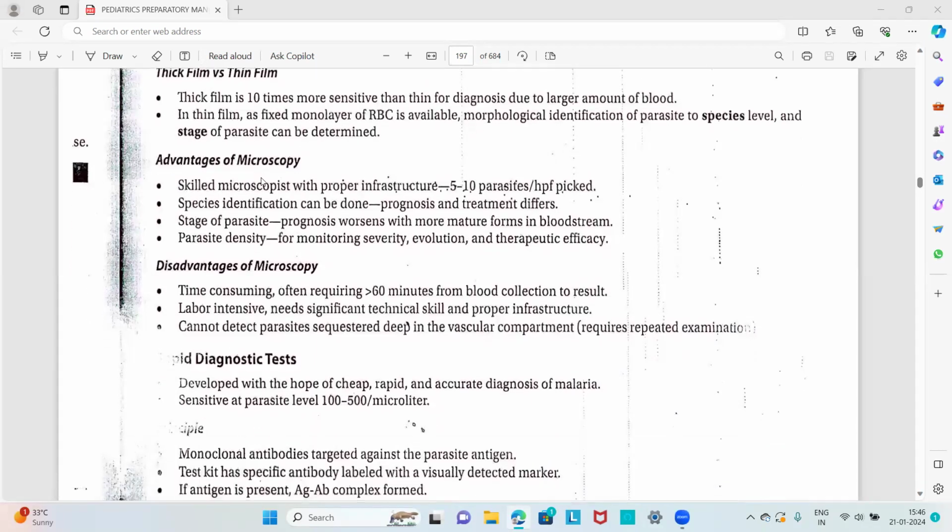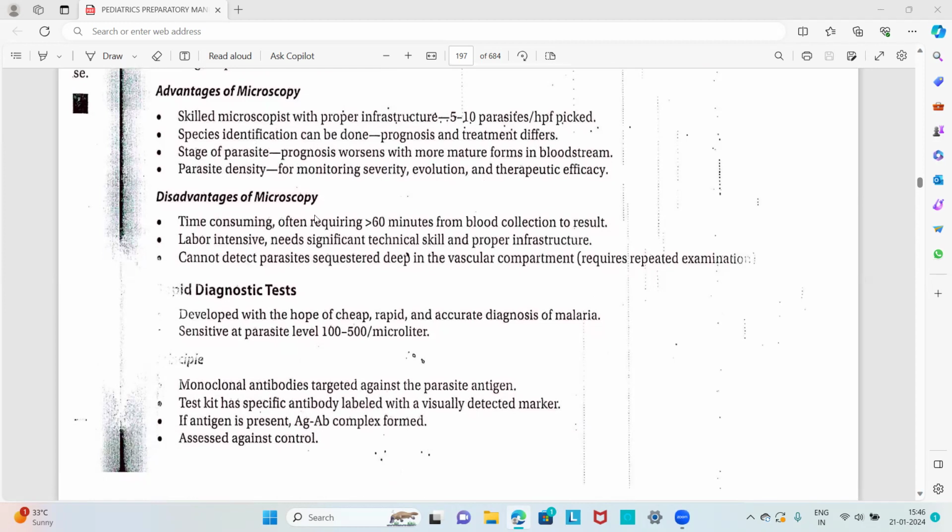Then what are the advantages of the microscopy? With a skilled microscopist and proper infrastructure, 5 to 10 parasites per high power field can be picked up. Species identification and stage of parasite can be done using the thin film, and parasite density for monitoring severity, evolution and therapeutic efficacy can be determined using light microscopy. What are the disadvantages? It is time consuming, often requiring greater than 60 minutes from blood collection to result, and labor intensive, needs significant technical skill and proper infrastructure, and cannot detect parasites sequestrated deep in the vascular compartment. So these are the disadvantages.